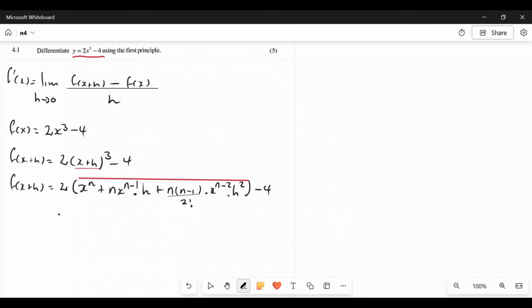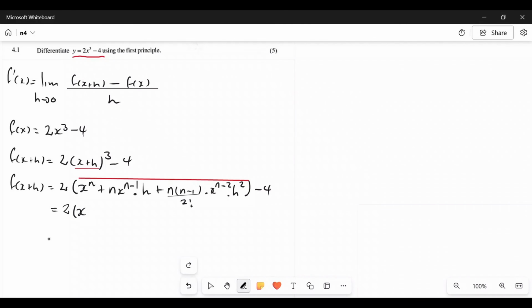So let's continue. When we continue here, we still have 2 outside the bracket. Then inside the bracket, we have x to the power of n. The x inside the bracket is actually x, so you're going to write x there. But n is actually 3 there.